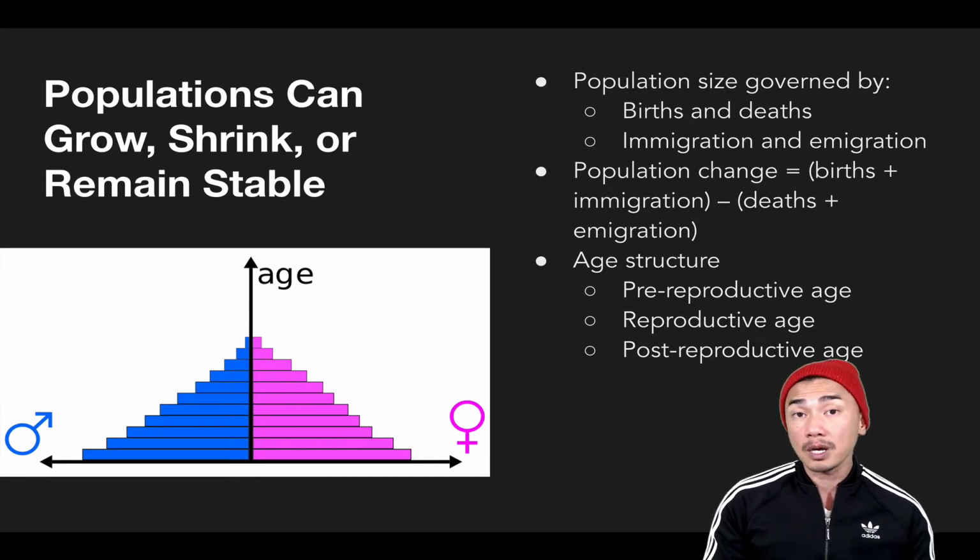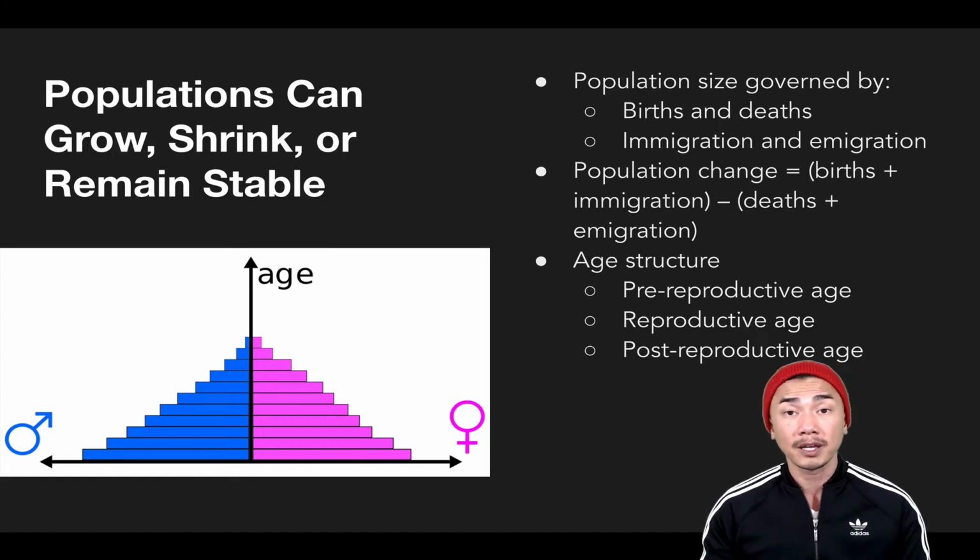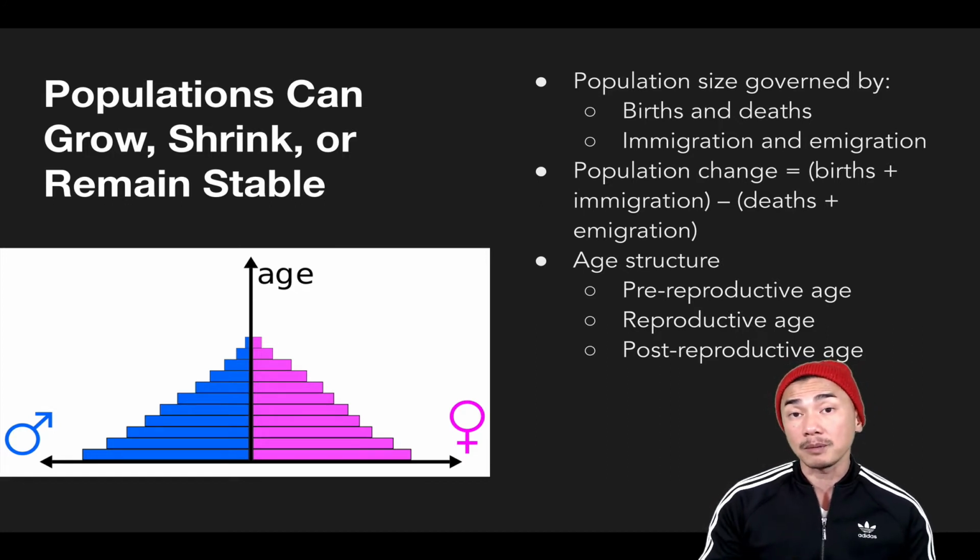Organisms that are too young to reproduce are called pre-reproductives. Organisms that can reproduce are called reproductives. And finally, organisms that are too old to reproduce are called post-reproductives. When we look at these three types of organisms, we're looking at the age structure of the population.